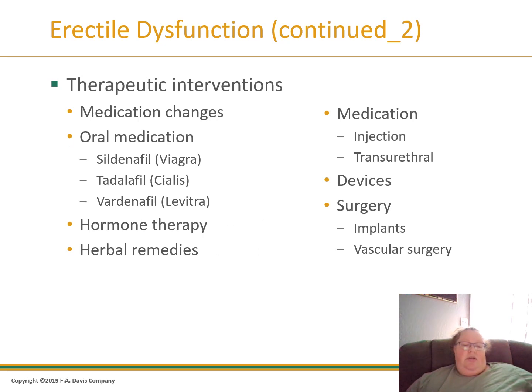Your therapeutic interventions: any medication changes, we might need to give you oral medications like Viagra or Cialis, hormone therapy, and herbal remedies. Medication, there's injections and transurethral devices. There's implants as well.